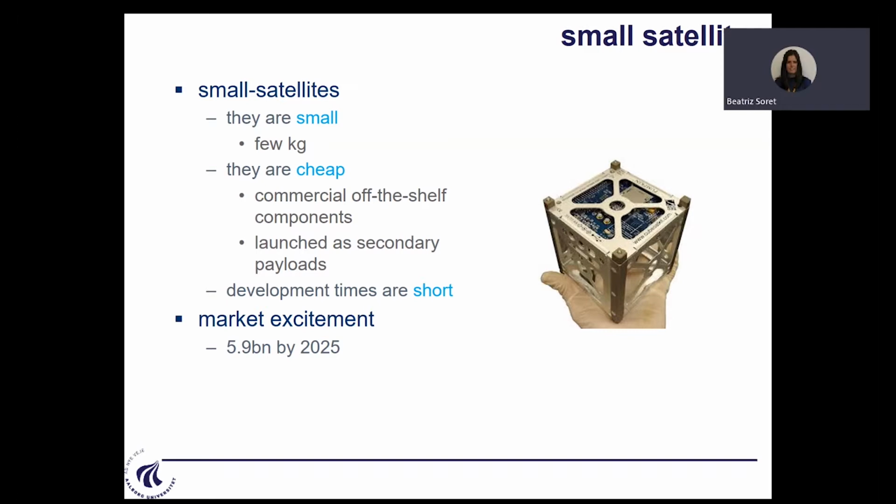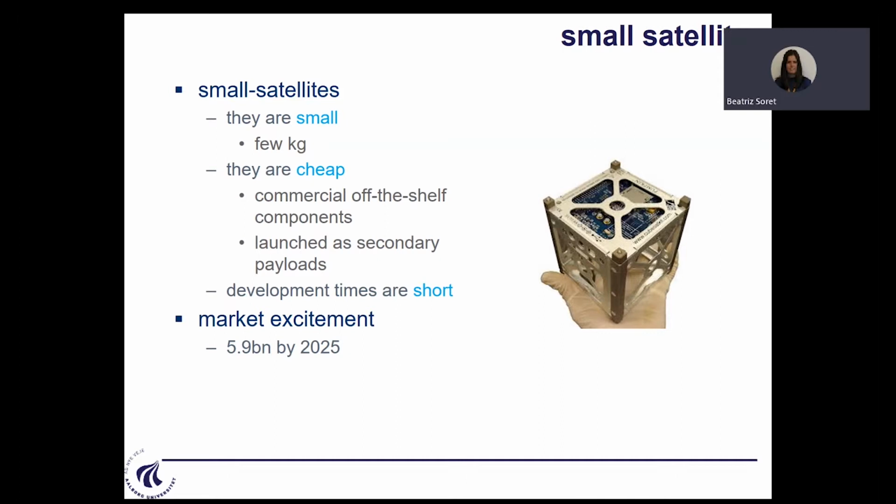One reason they are cheap is that they use commercial components. And the second one, very important, is because the weight is very low. And because of this, they can be launched as secondary payloads. You have to think that in the total cost of a space mission, the launching is a very important part of it. It can be even half of the total price. So if you reduce the price of the launching, then you are really reducing the price of the total mission.